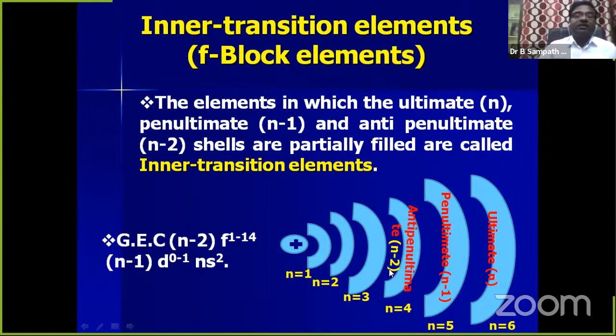Like that we can get the n minus 2 f, and also n minus 1 d. Why do we give n minus 1 for d? The d orbital enters in the fourth period. If we keep n equal to 4, we get 3d. That's why for the f orbital we give the anti-penultimate shell, that is n minus 2, for the d orbital we give n minus 1, the penultimate, and for s and p we give the nth shell, that is ns or np.